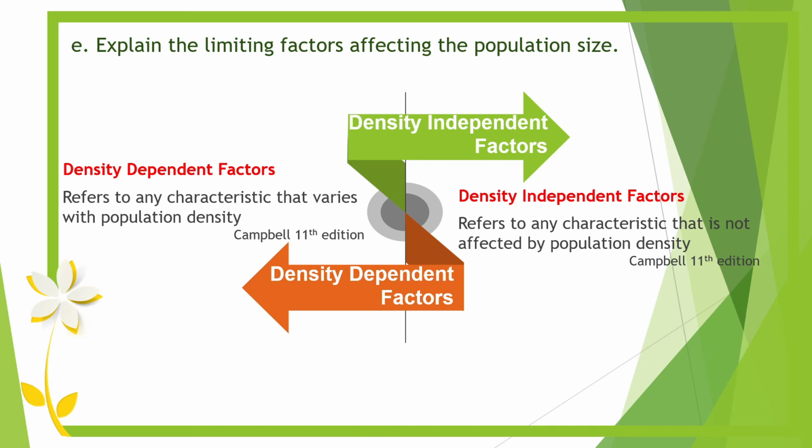Next is on limiting factors. There are two types of limiting factors, which are density independent factors and density dependent factors. Density independent factors refers to any characteristic that is not affected by population density, while density dependent factors refers to any characteristics that vary with population densities.